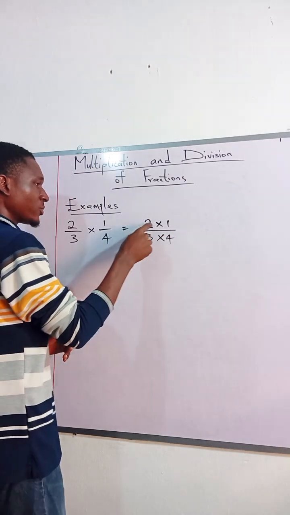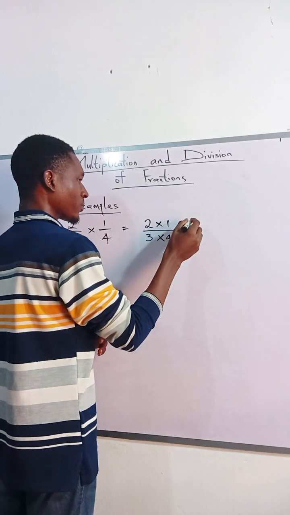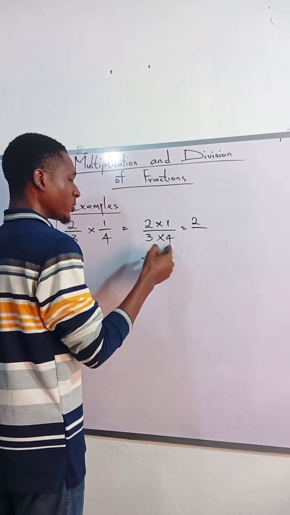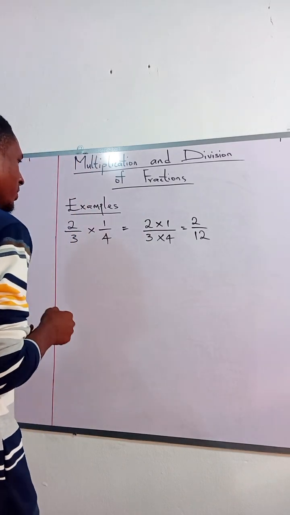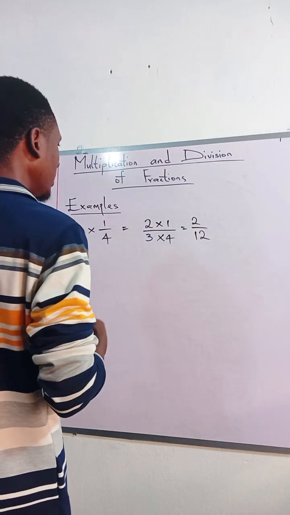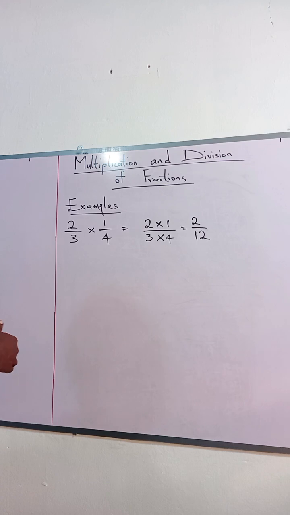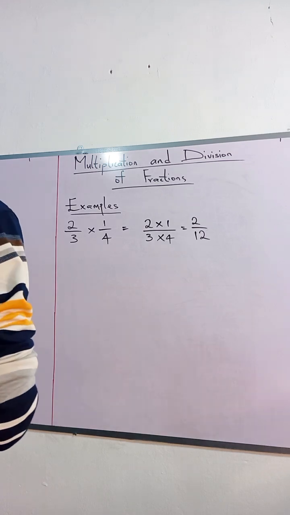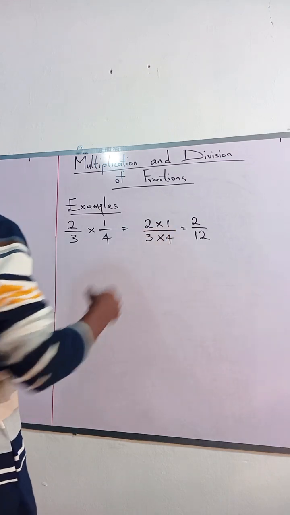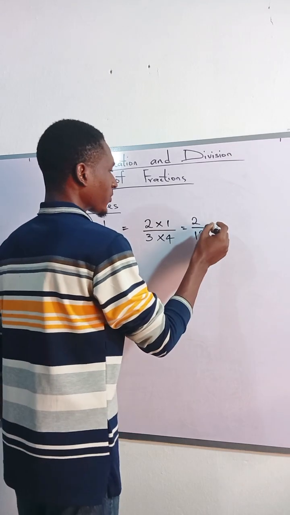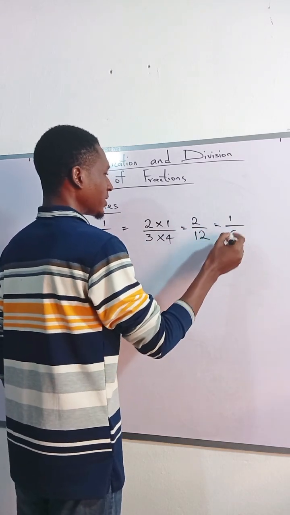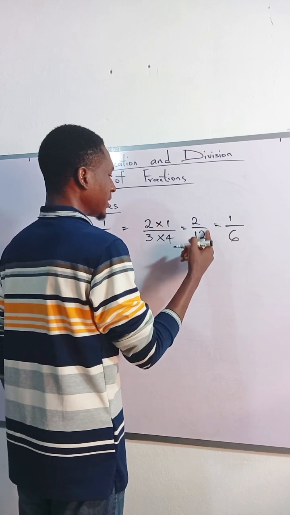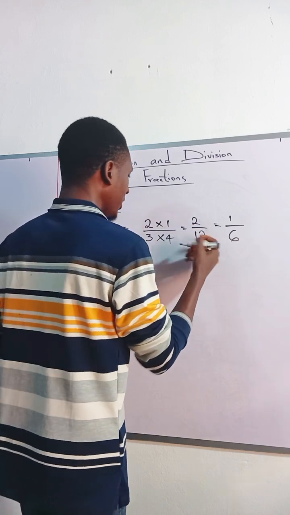And when you do this, 2 times 1 is 2, and 3 times 4 is 12. So this is supposed to be our answer, but it is not in the lowest term. Remember, when you solve your fraction, your answer must be in its lowest term. Therefore, we have to reduce by 2. Yes, 2 divided by 2 is 1, and 12 divided by 2 is 6. You must divide them with the same number. Okay?